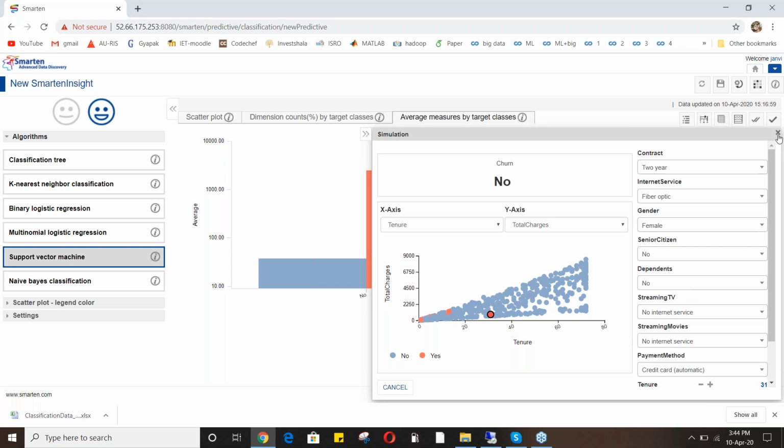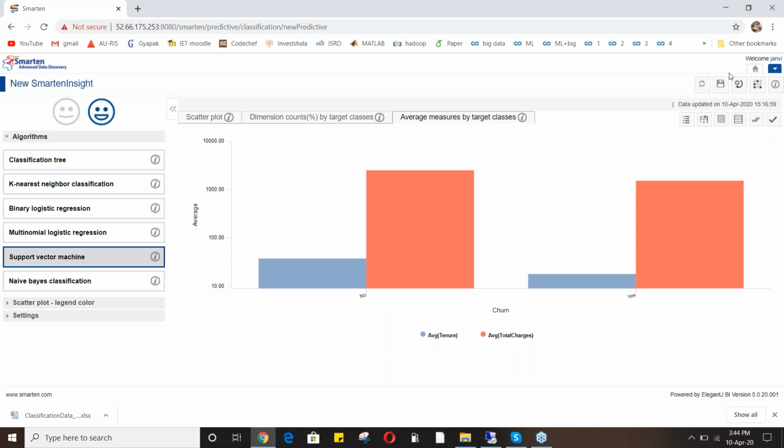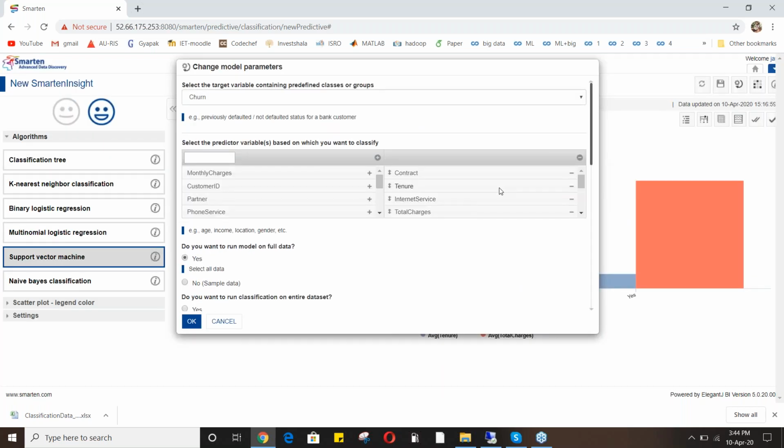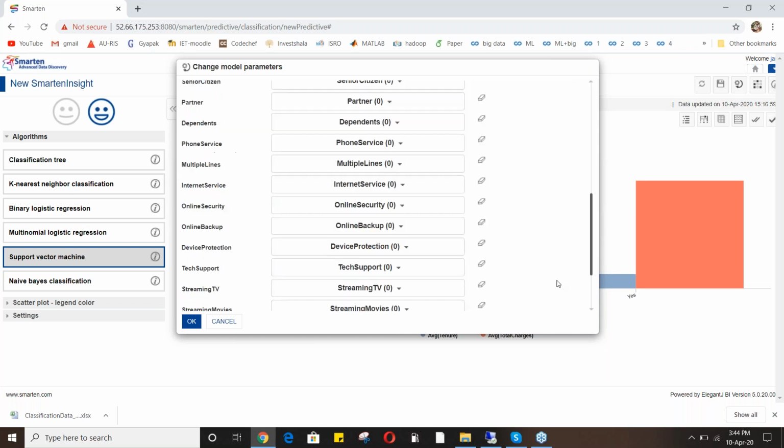And now, you can change your influencer here. You can always go to change model parameters and drop or add any columns.